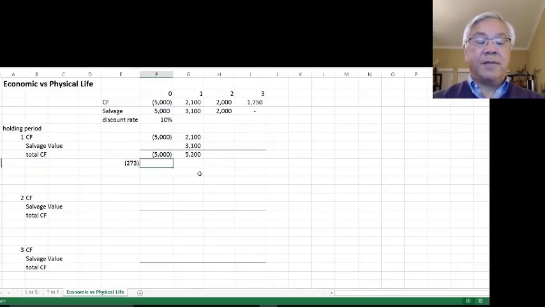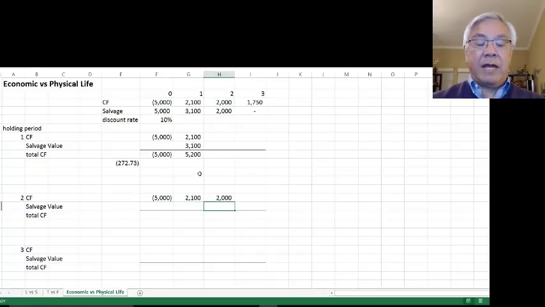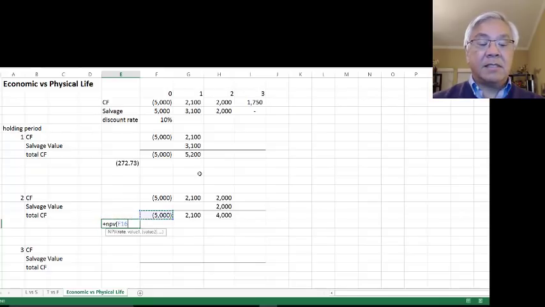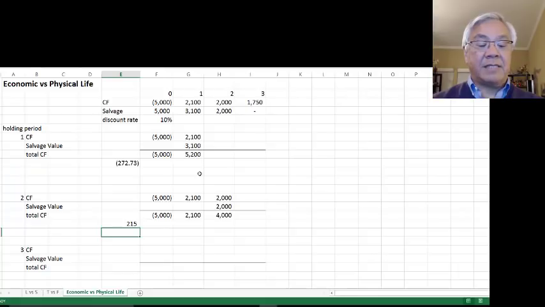So let's do 2 years. So 2 years is we get these 3 specific numbers, copy that, row, and then notice that we're now out here. How much money will we get here? $2,000. So plus that, copy that, and we could do the NPV equals NPV and rate, still the 10%, comma, years 1 and 2, close parens, plus the outlay, and we're now 215 positive, right? So that's a better proposition so far.